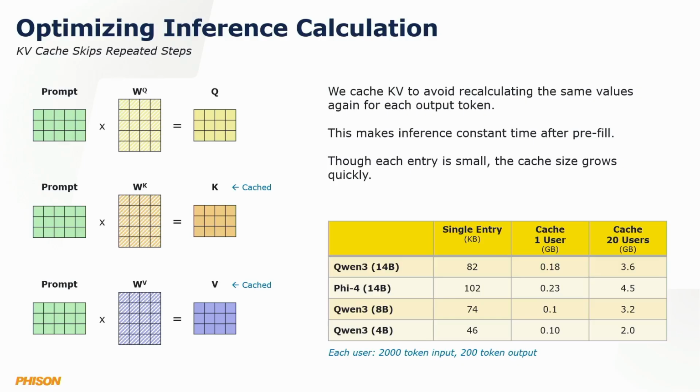But each KV cache entry is anywhere from 46 kilobytes to 82 kilobytes. Now, if you were to have, for example, 2,000 tokens of input and 200 tokens of output, that gives you the middle column. And if you're supporting 20 users, you just multiply those numbers by 20. So we're talking anywhere between 2 gigabytes and 3.5 to 4 gigabytes of memory to hold that small subset of interactions. Again, that's adding more and more to your required RAM footprint in order to get that acceleration.